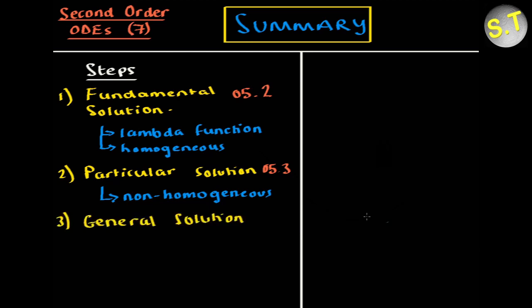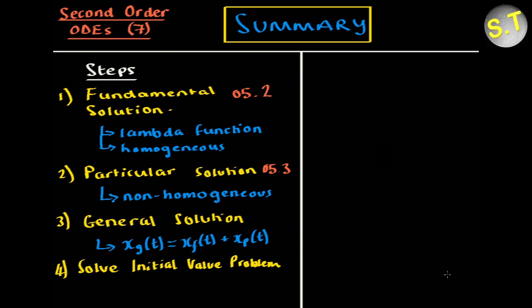Once we'd found both the fundamental and the particular solutions, we could formulate the general solution, which we called x subscript g, and it was equal to our fundamental solution plus our particular solution, which we called subscript f and p respectively.